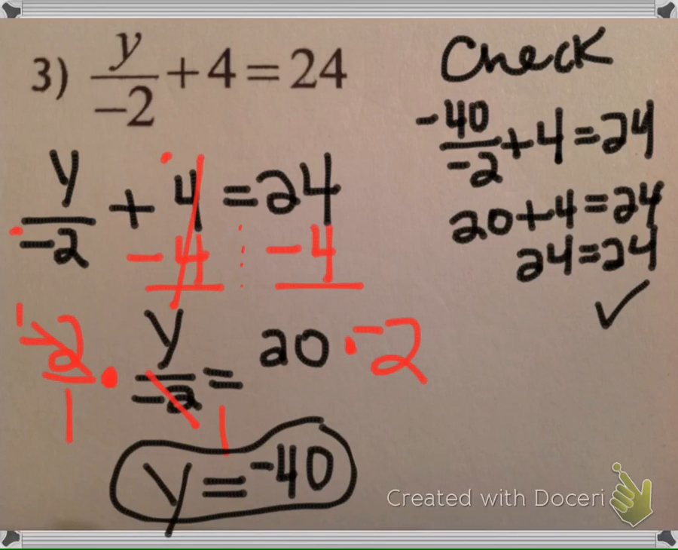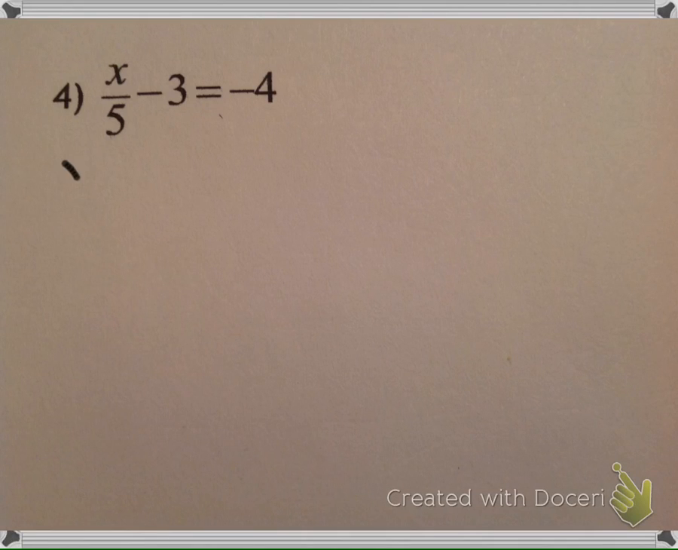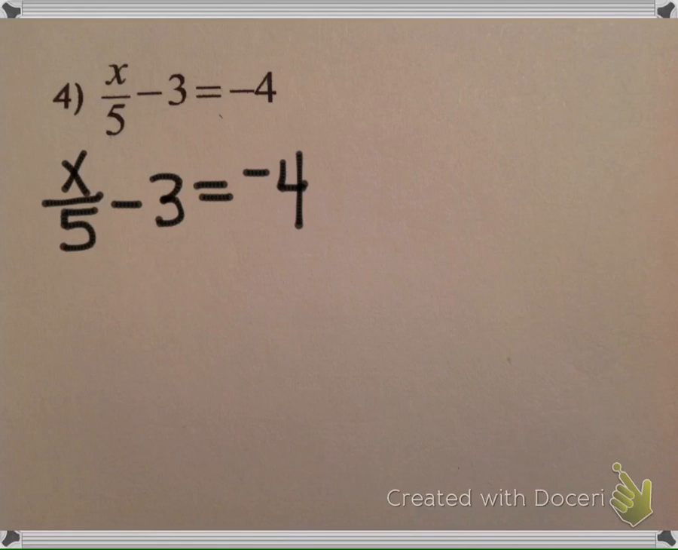Here we go for number 4. We have x divided by 5 minus 3 equals -4. Our goal is to get x all by itself. The first thing we're going to get rid of is the -3. Okay, the opposite of subtraction is addition, so we're going to add 3. Whatever we do to one side of the equation, we have to do to the other.